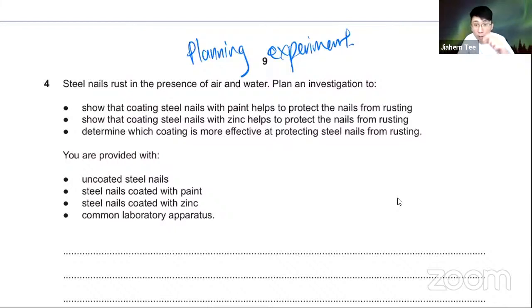You cannot just put it on a table and then put a camera there to record it. So to actually get your result faster, we put it into water. Then what do we do? We can set a time, maybe 1 week later, maybe a few days later. Then we can see which one gives the most rusting and which gives the least rusting. The one that gives the least rusting will be the better coating.